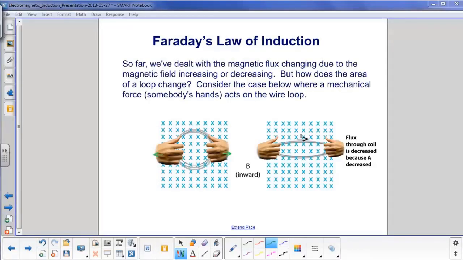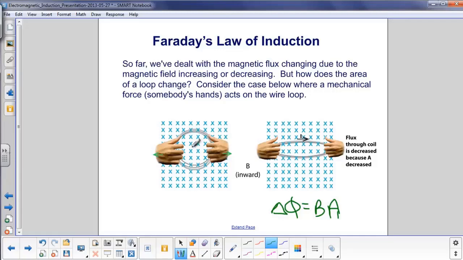So far in the problems, we've dealt with the magnetic flux changing due to the magnetic field decreasing or increasing. Now recall, flux is equal to B times the area, and changing flux is what generates our EMF. So we can either change the magnetic field or the area and generate an EMF. So how do you change the area? Here's a pretty simple case.